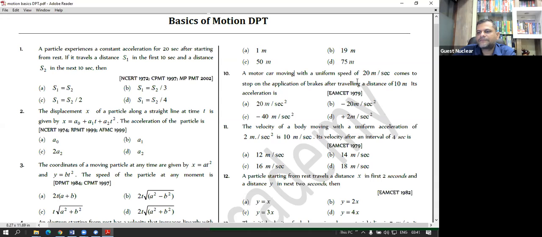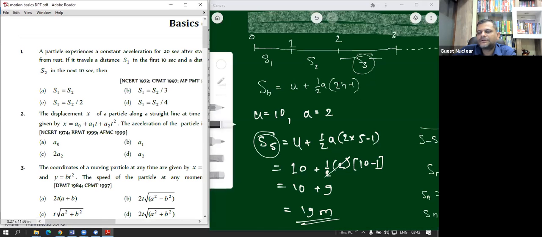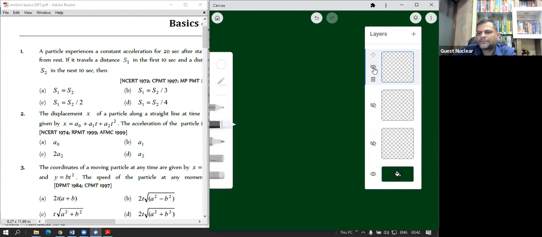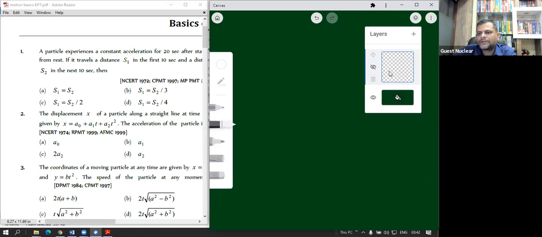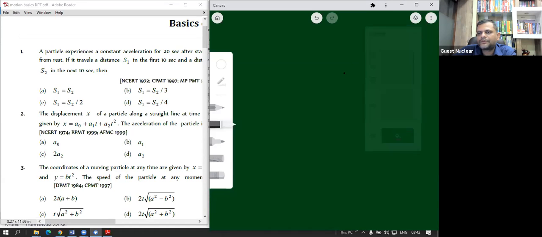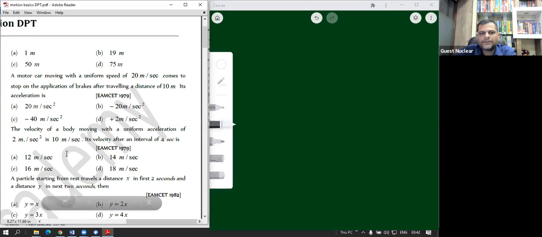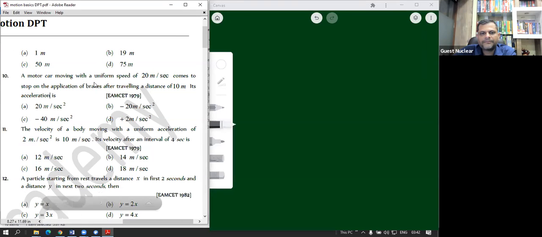Chalo, next one. A motor car moving with a uniform speed of 20 meter per second comes to stop on application of brakes after traveling a distance of 10 meter. Then its acceleration is. Have you looked at that? See here, it's a very easy question. We have to find out the acceleration. See here, a motor car comes to rest after traveling 10 meter. Okay, and it was traveling with the uniform speed of 20 meter per second, right? Okay, and it comes to stop.